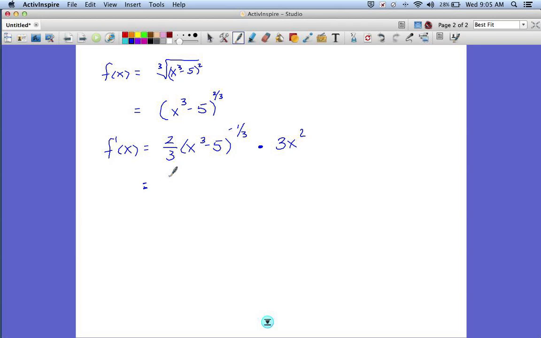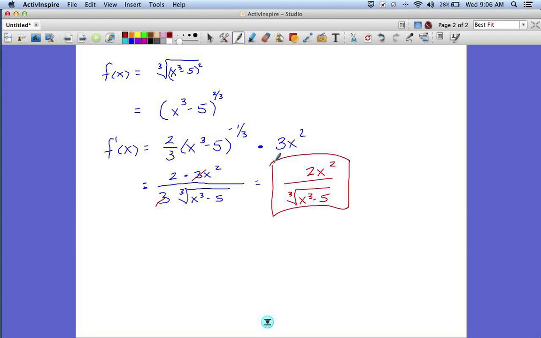So when we simplify this, we'll get 2 times 3x squared, or 6x squared, all over 3, right? This is part of our denominator, and this is the cubed root of x cubed minus 5. So there is our final derivative. Actually, this would be our final derivative. The 3's would cancel out here. We end up with 2x squared over the cubed root of x cubed minus 5, and that would be f prime of x.